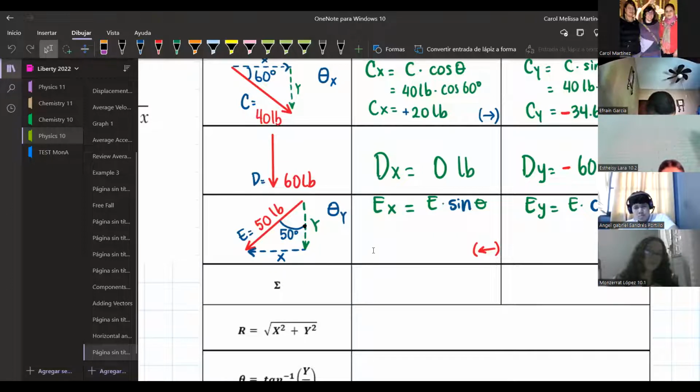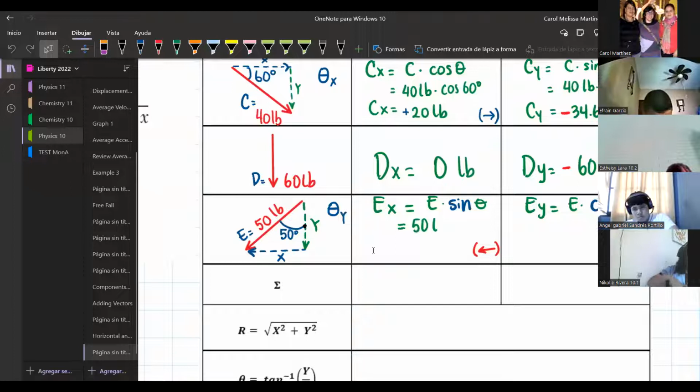So EX is 50 pounds, sine of 50 degrees, 38.30 pounds. Nice, Stacy. 38.30 pounds. And because it's going left, we don't forget to write the sign as negative.